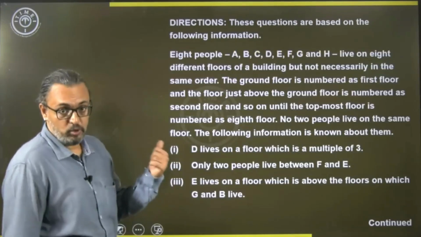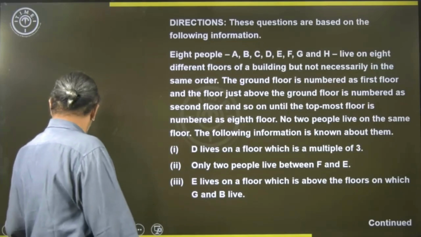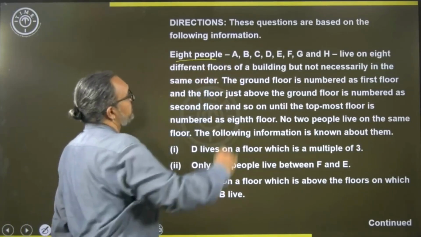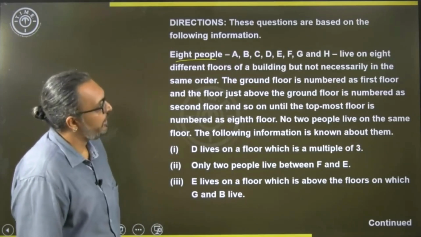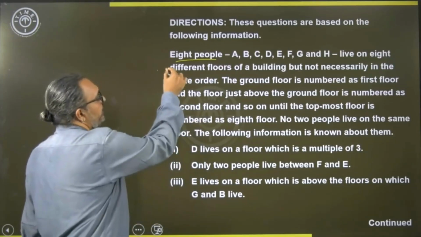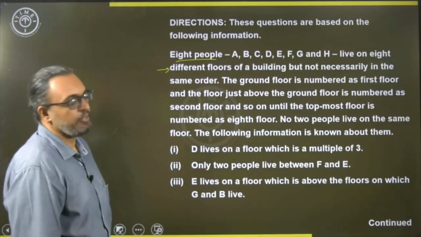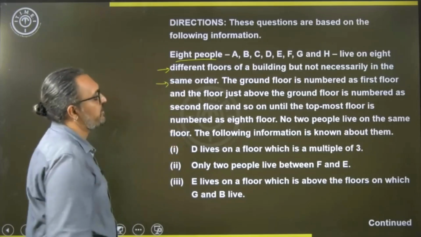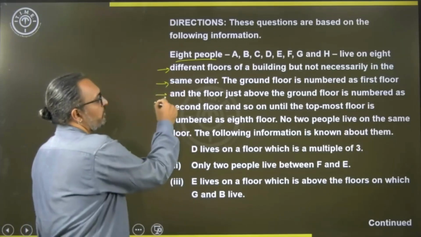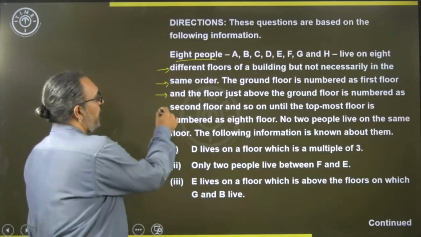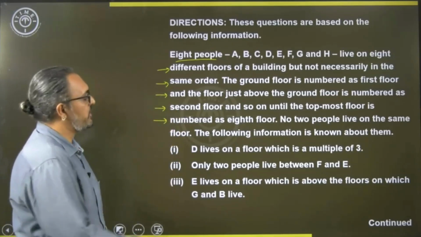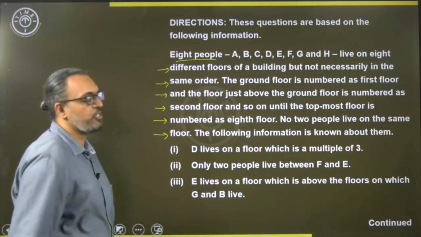Okay, those were the questions you had in that set. Then the next one we have is: 8 persons, A, B, C, D, E, F, G and H live on 8 different floors of a building, not necessarily in the same order. The ground floor is numbered as first floor, the floor just above the ground floor is numbered as second floor, and so on till the topmost floor is numbered as 8th floor. No 2 persons live on the same floor. The following information is known about them.